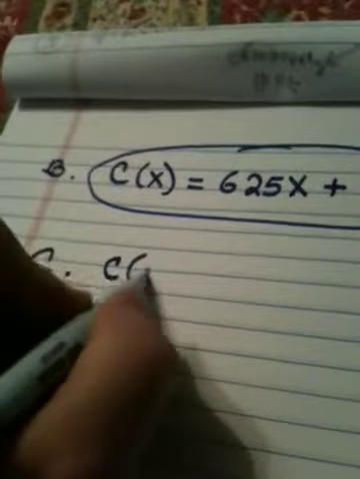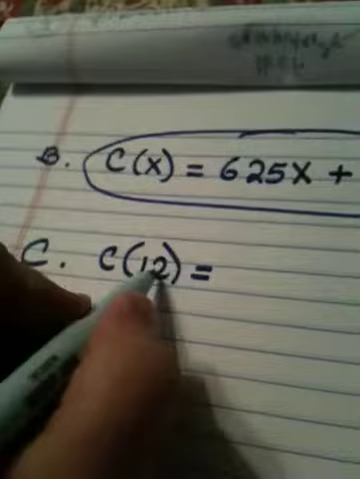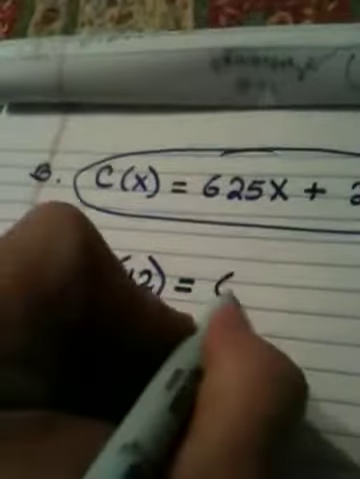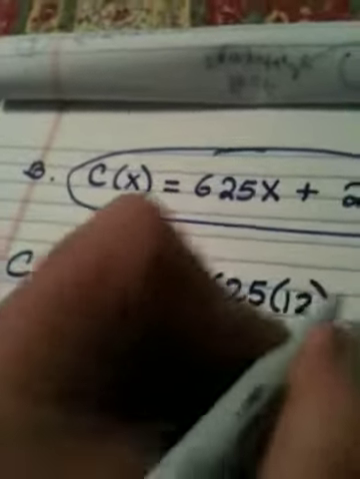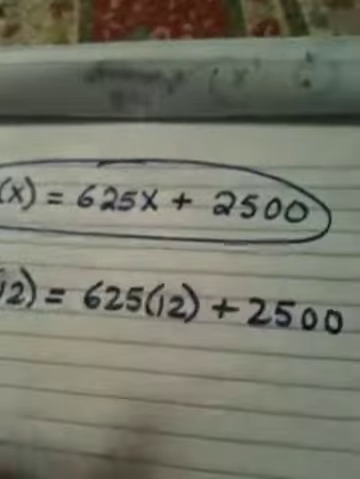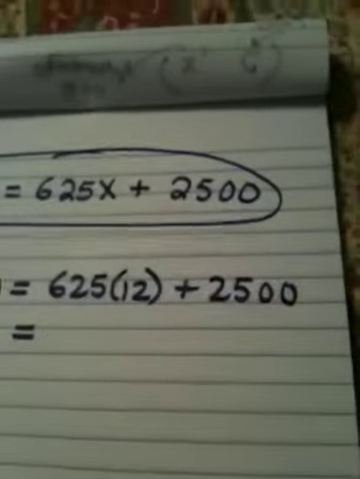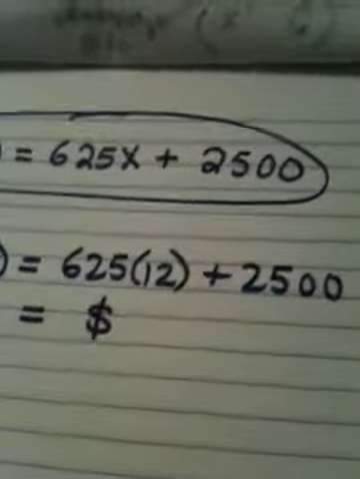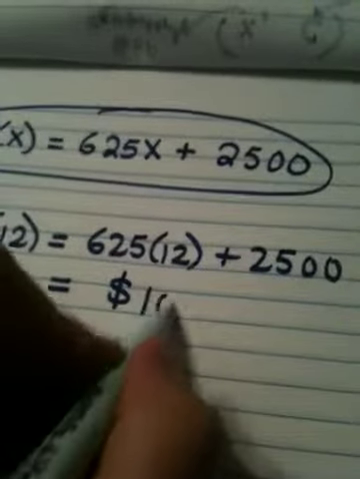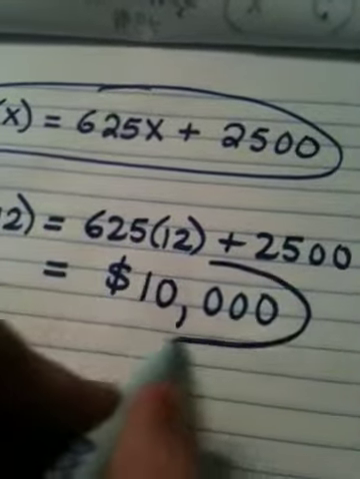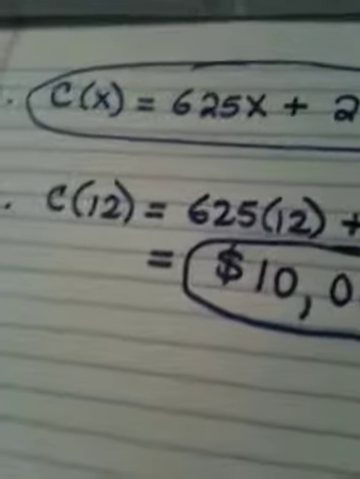Part C, the question asks this: what is the total cost to produce 12 computers? Well, that's easy. We just put in a 12; we find C of 12. 12 is the number of computers, and we're finding the cost. 625 times 12 plus 2,500. And when I punch that into my calculator, I come out with $10,000. So that is the cost to produce 12 computers.